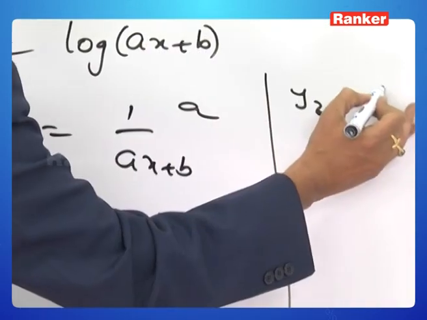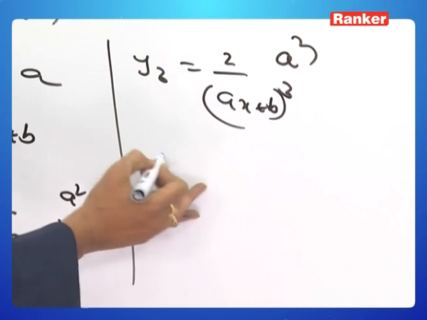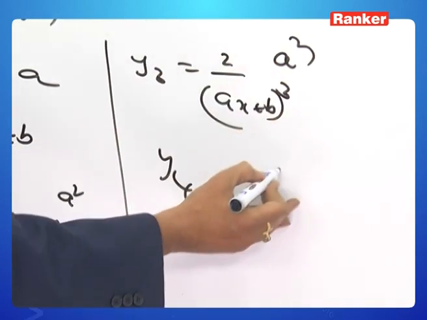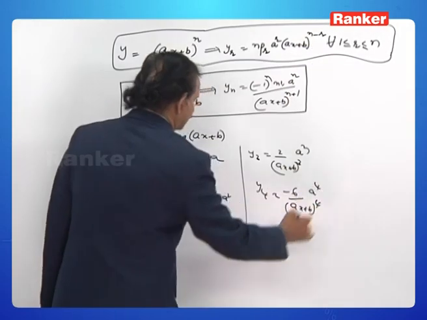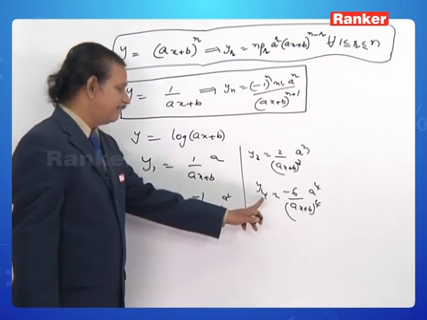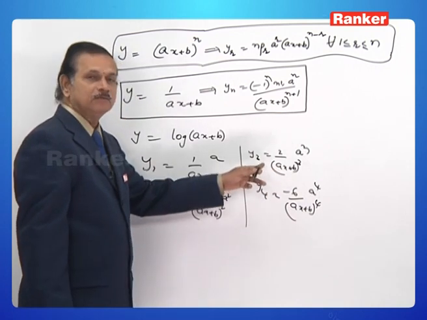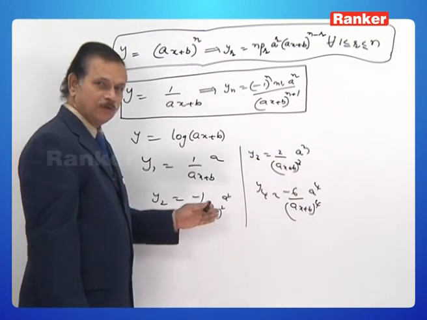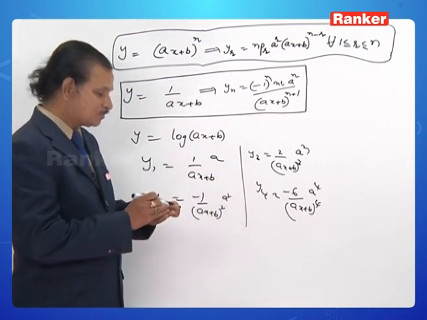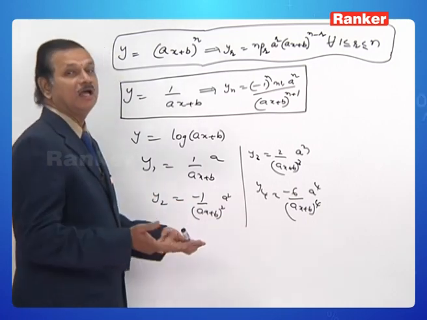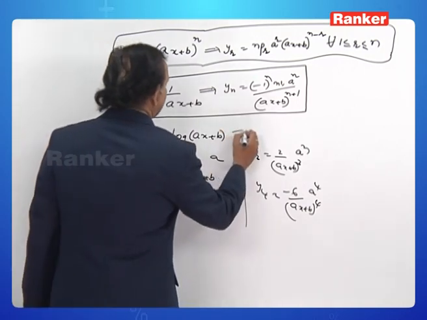y3 is 2 by (ax plus b) whole cube into a cube. y4 is minus 6 by (ax plus b) whole to the power of 4 into a power 4, and so on. Fourth derivative, 6, I am having 3 factorial. Third derivative, 2 factorial. Second derivative, 1 factorial. First derivative, 0 factorial. So what is the number present in the numerator of the nth derivative? n minus 1 factorial, isn't it? It is n minus 1 factorial.